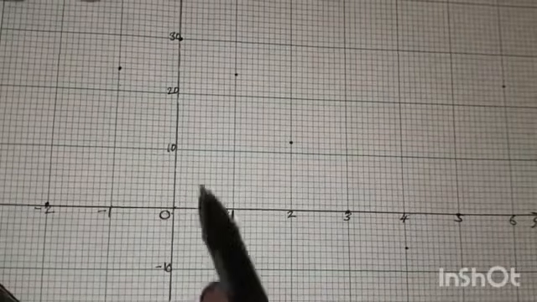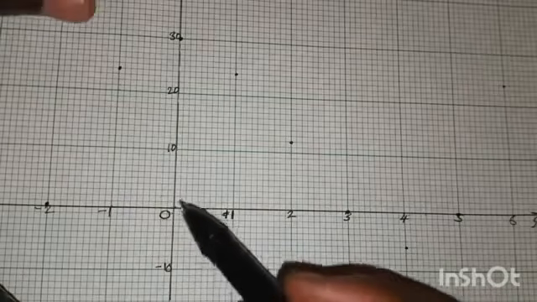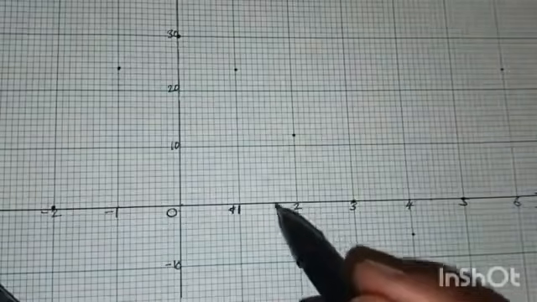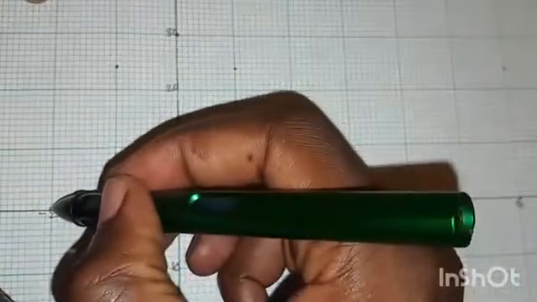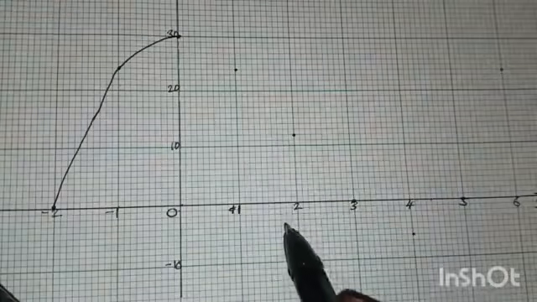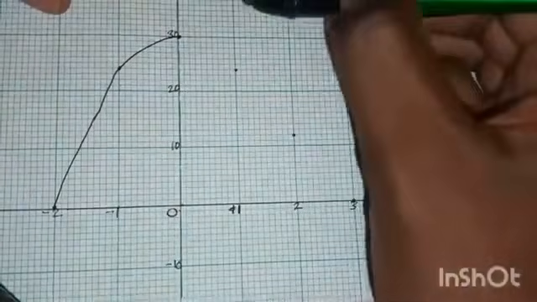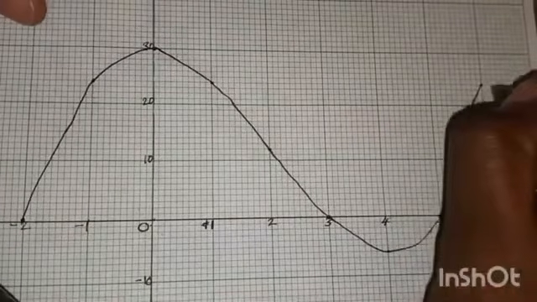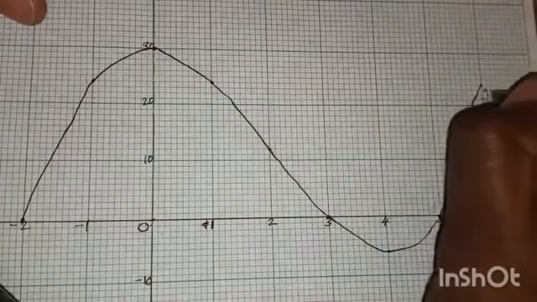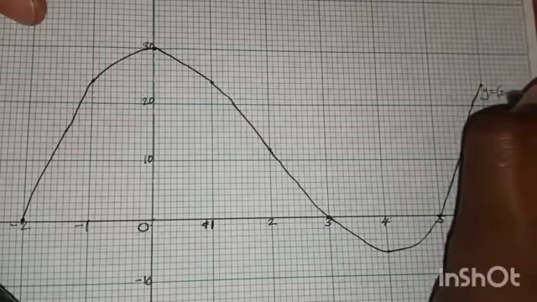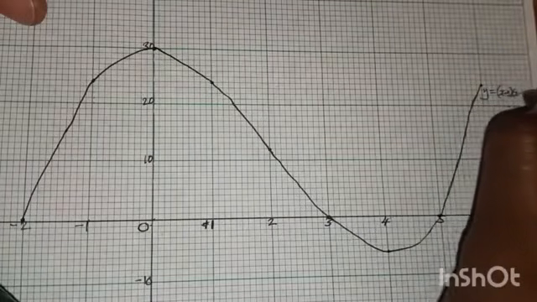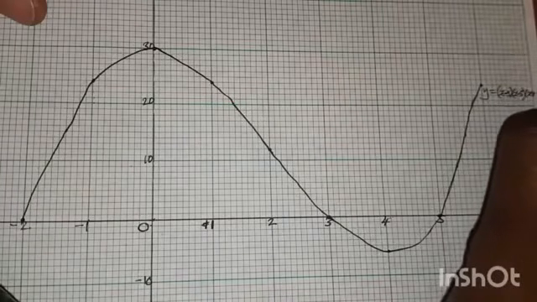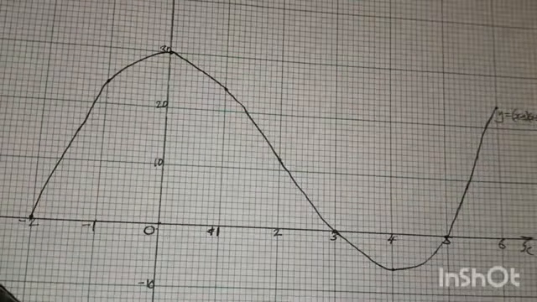Now we need to join these points with a smooth curve. Make sure that it's a smooth curve. You use a pencil, and you begin a smooth curve like this. Make sure it's a smooth curve like this. Then you label it as y is equal to x minus 3, x minus 5, x plus 2. So if you are with me up to this point, it means you are enjoying what I'm doing.